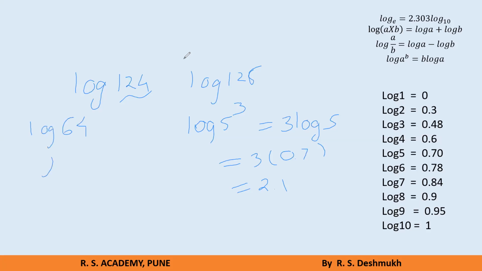Same thing, suppose I want to find out the log of 63 or 64 or near about that figure, then the same thing I can say it is log of 4 to the power 3. So it will be 3 log 4. So what will it be? 3 into log 4. What is log 4? That is 0.6. So it will become 1.8.